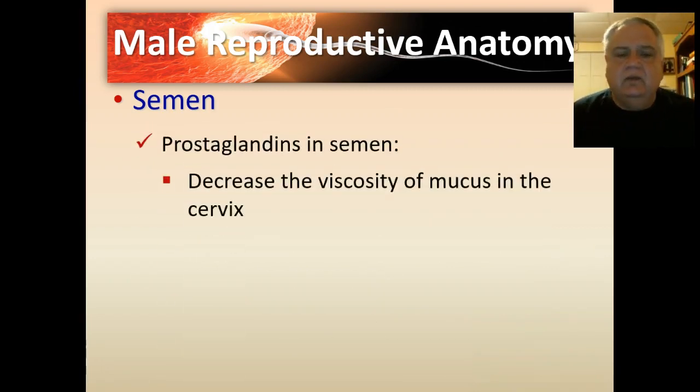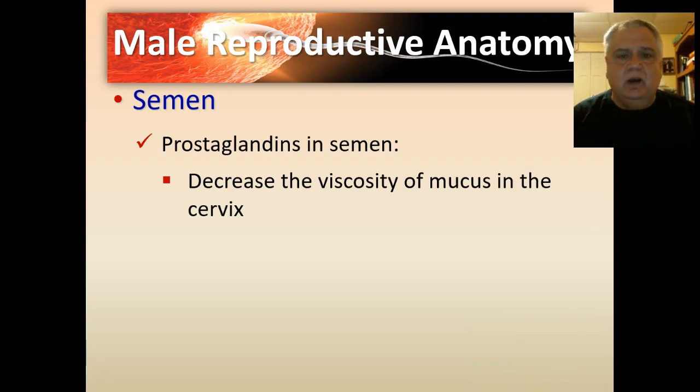There are prostaglandins in the semen, as we mentioned. These prostaglandins are important. They will help to decrease the viscosity of the mucus. In other words, they'll cause the mucus to begin to thin out in the cervix. So at the base of the uterus in the female, we'll talk about this when we get into the female reproductive anatomy, there is kind of this thick mucus plug that will help to prevent pathogens from entering the uterus from the vaginal canal below.